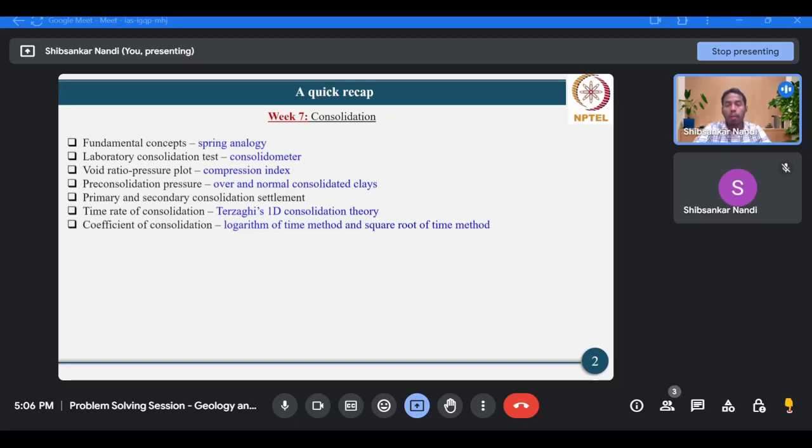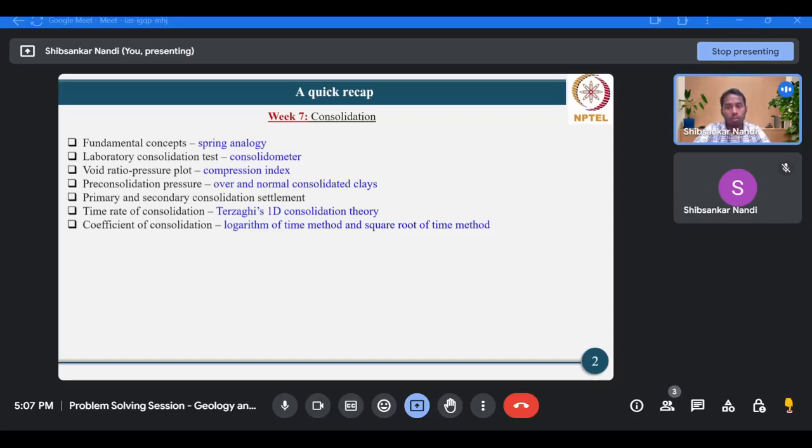Then we have learned about a few terminologies like over and normally consolidated clays. Now, the definition of over and normally consolidated clays depends on the pre-consolidation pressure. So therefore, a fundamental concept of pre-consolidation pressure is essential before classifying the clays as either over or normally consolidated clay. Pre-consolidation pressure is the maximum past effective pressure to which a soil was subjected in its geological history. So this is called the pre-consolidation pressure.